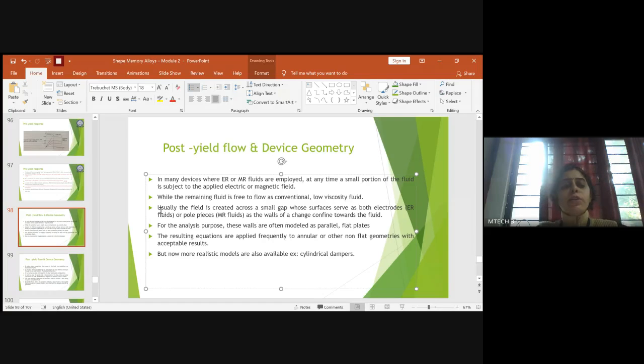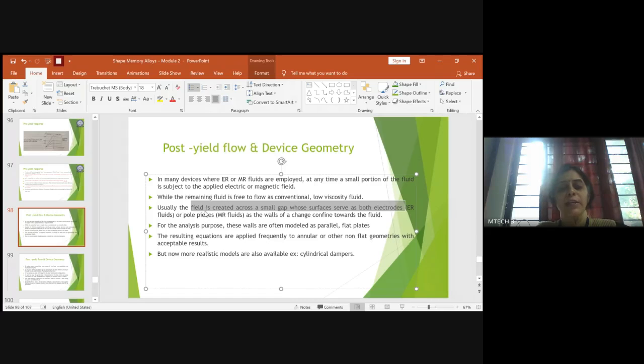The second concept is that usually the field is created across a small gap whose surfaces serve as both electrodes. You know that gaps will be created usually. Why are gaps created? If this is your fluid and it has a top plate and a bottom plate, when you apply the electrical field, the particles in the electrical fluid, which we use as a conductive media, get charged, so positive and negative ions get attracted and it results in the formation of fibrils or structure 1, structure 2 and structure 3. But these structures will be placed with some gaps in between.